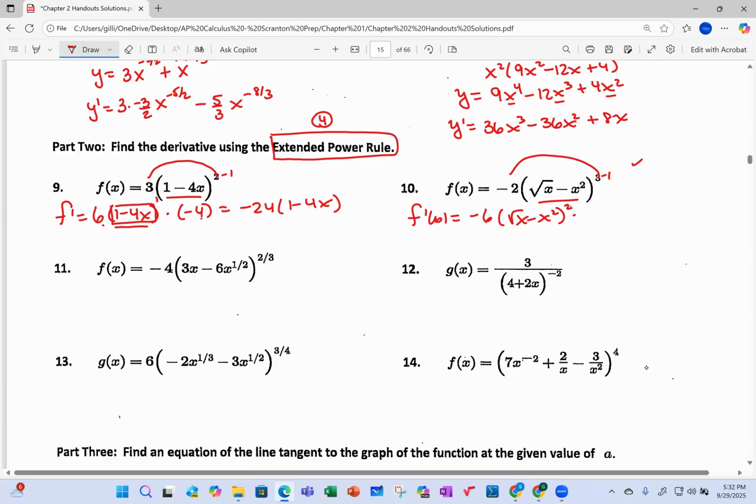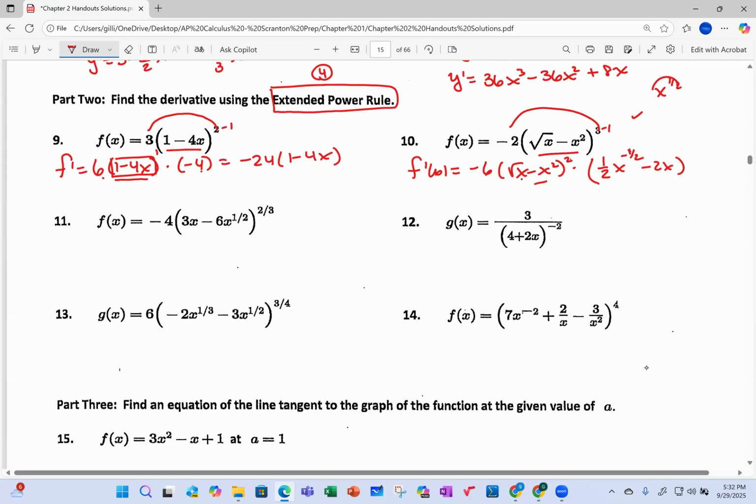But the derivative of the inside, I have to invoke the power rule. So the derivative of x to the 1/2, drop down the 1/2, repeat the x, decrease it by 1, negative 1/2. And the derivative of x squared is minus 2x. Over, and you can leave it like that.